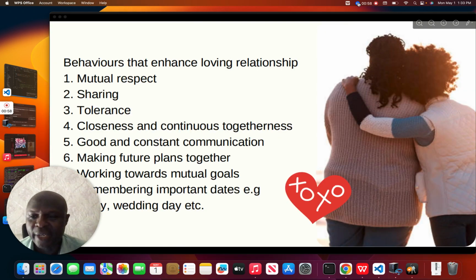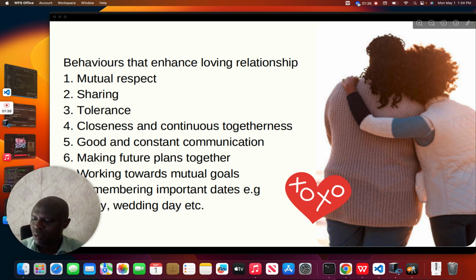Good afternoon once again. The other objective mentioned earlier was for the first series of love for JSS 3. Now, this second series, what students should be expecting as the objective is that they should be able to explain behaviors that enhance loving relationship, as well they should be able to mention the qualities of love.